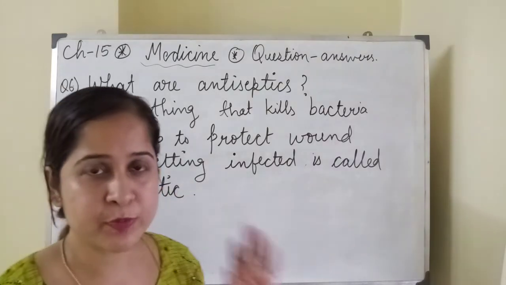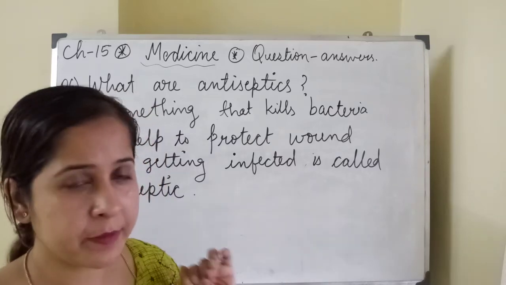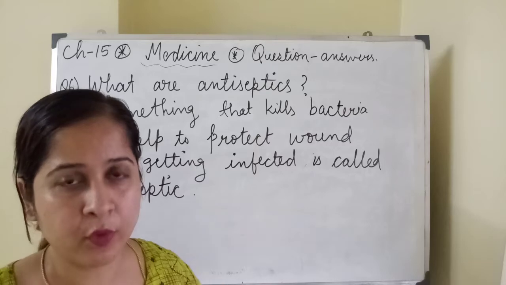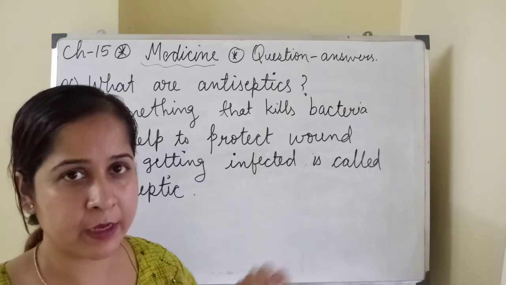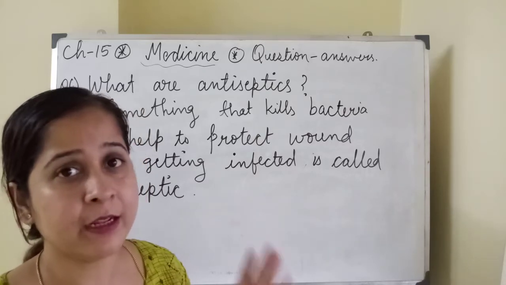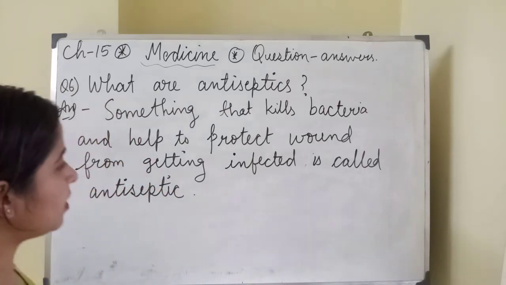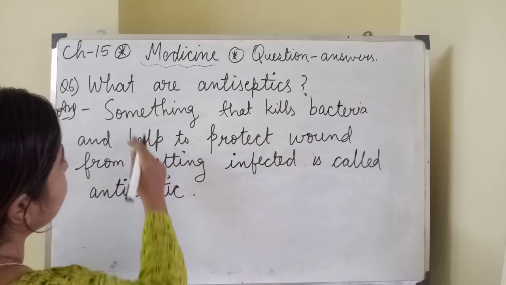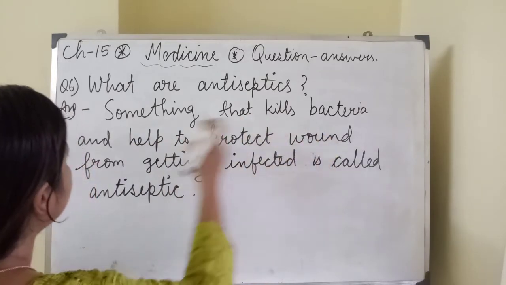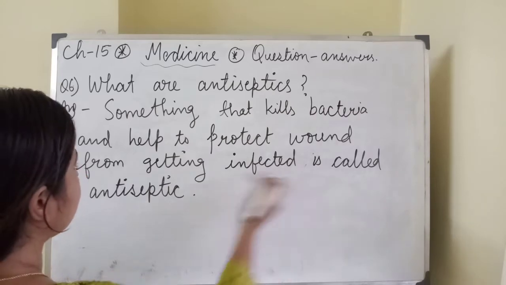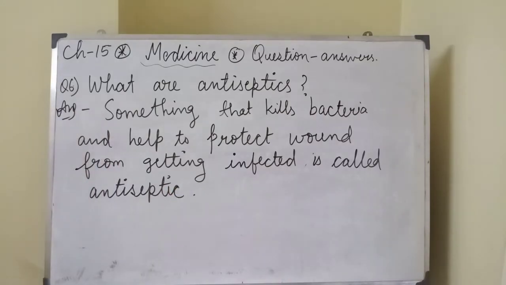Antiseptic is that which protects the wound. जब कभी हमें चोट लगती है, घाव हो जाता है, so antiseptic is applied over the wound so that it saves the area from getting infected. So ये infection से बचाने के लिए हम antiseptic का use करते हैं. So that is all about something that kills bacteria and helps to protect wound from getting infected is called antiseptic. Fine. So please write down in the notebook this question.